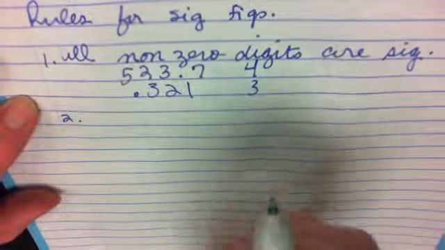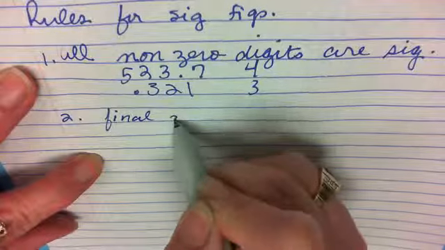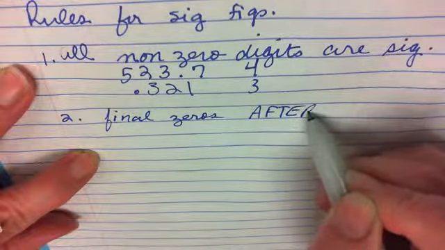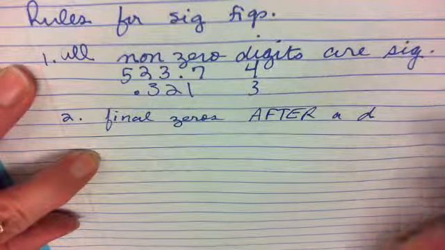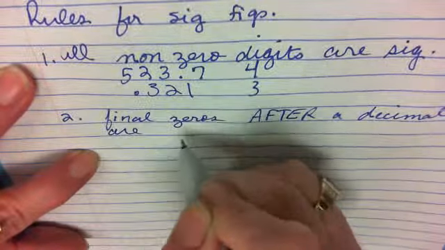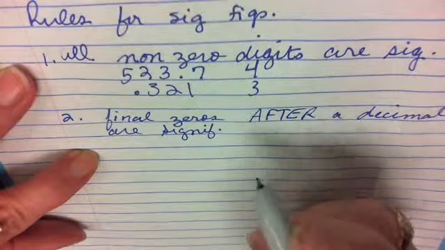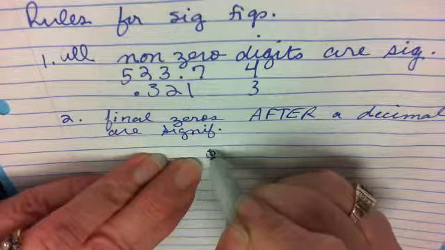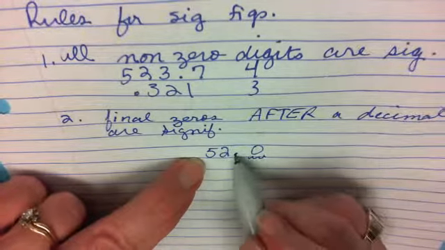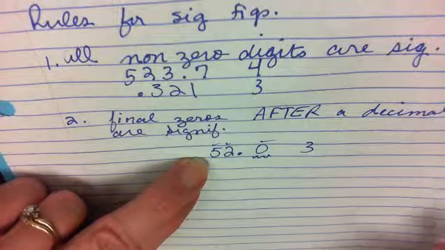Rule number 2 is that final zeros after a decimal are significant. Okay, let's look at 52.0. Notice that this is a final zero. It is after a decimal point, so it is significant. We have 1, 2, 3 significant figures here.